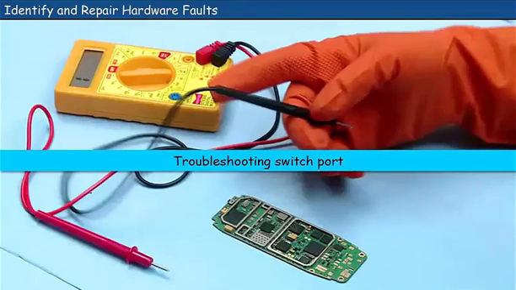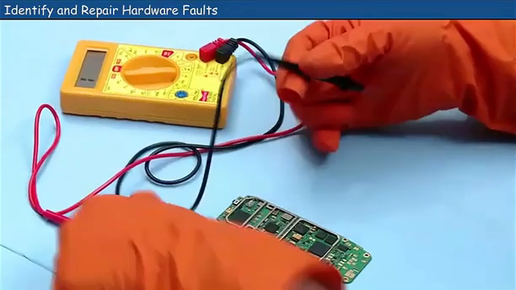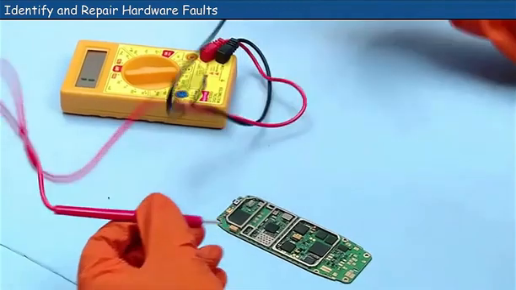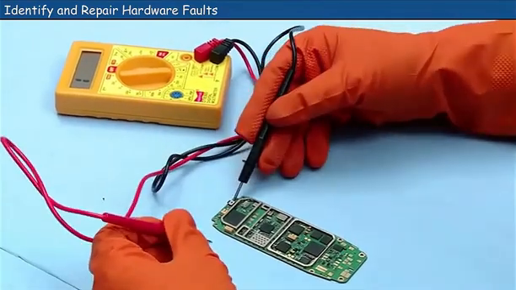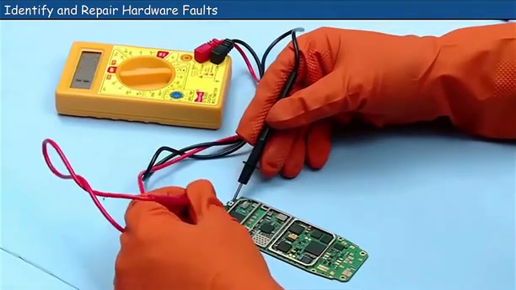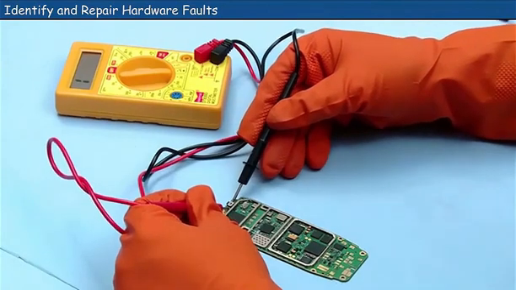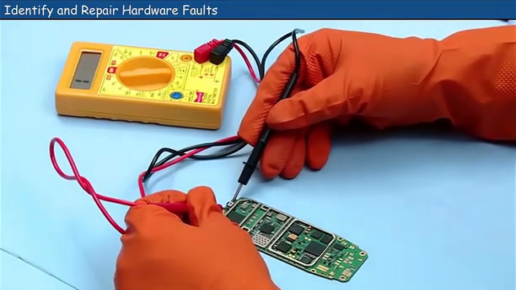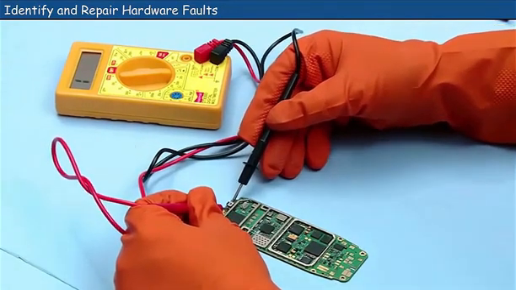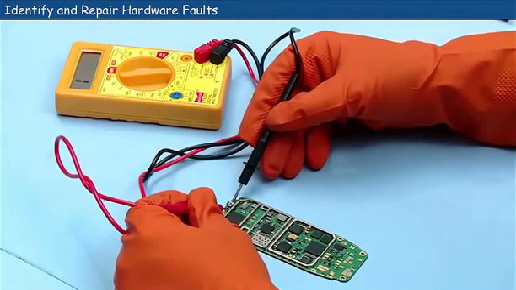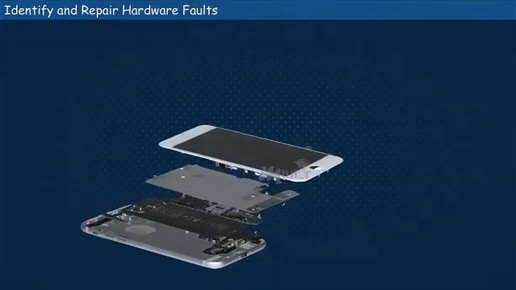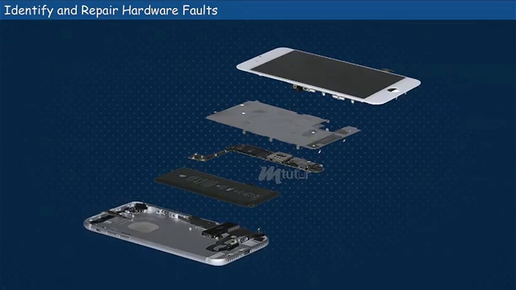Troubleshooting switch port. To check the switch port, connect a multimeter which is kept in ohms range. Connect the probe between the 2 terminals of the power button. If we hear a beep sound, then the switch port is in good condition. Otherwise, replace it with a new one. Thus, we can identify and repair the faults in hardware components of GSM phones.